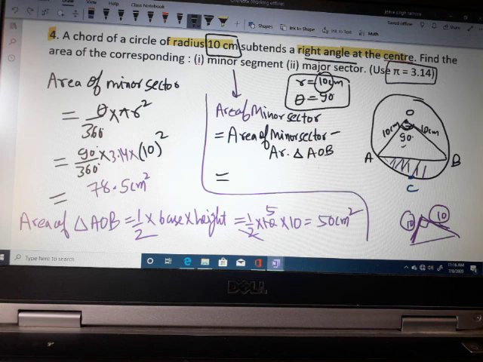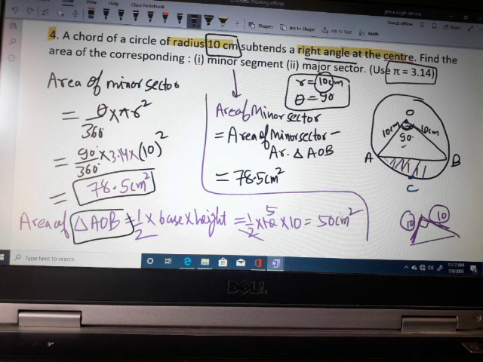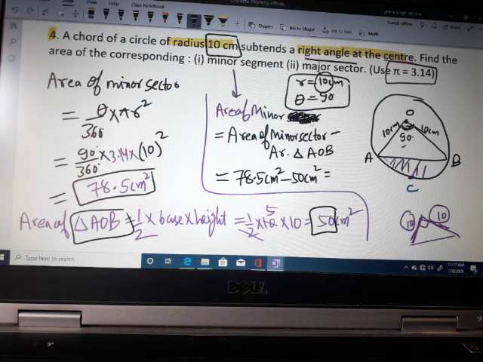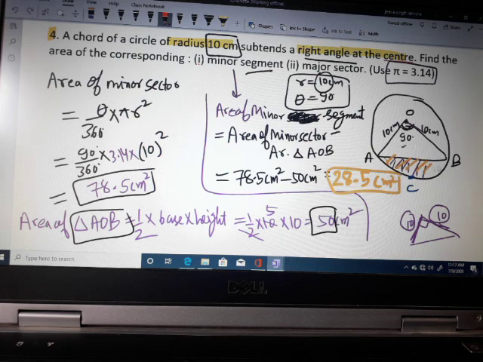Simply, the minor sector we already found is 78.5 centimeter square, and the area of this triangle we solve and get the value 50 centimeter square. Subtract this 50 centimeter square. So finally the area of the minor segment, this is a minor segment, that is equal to, after subtracting, 28.5 centimeter square. This is the area of this minor segment.